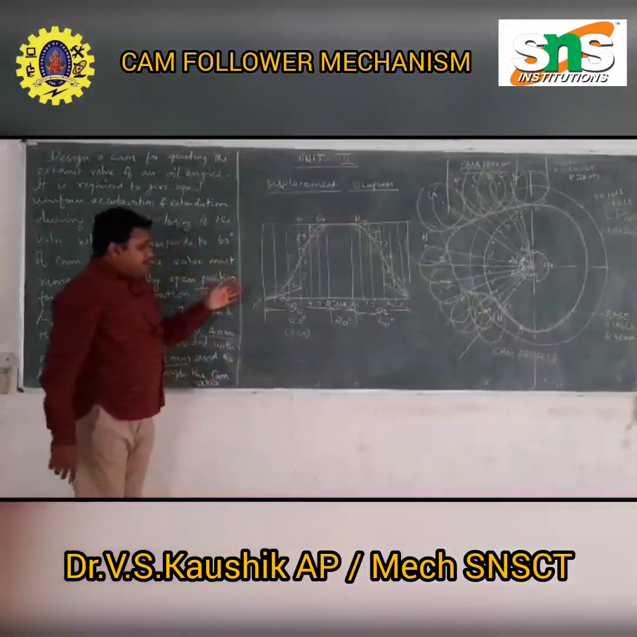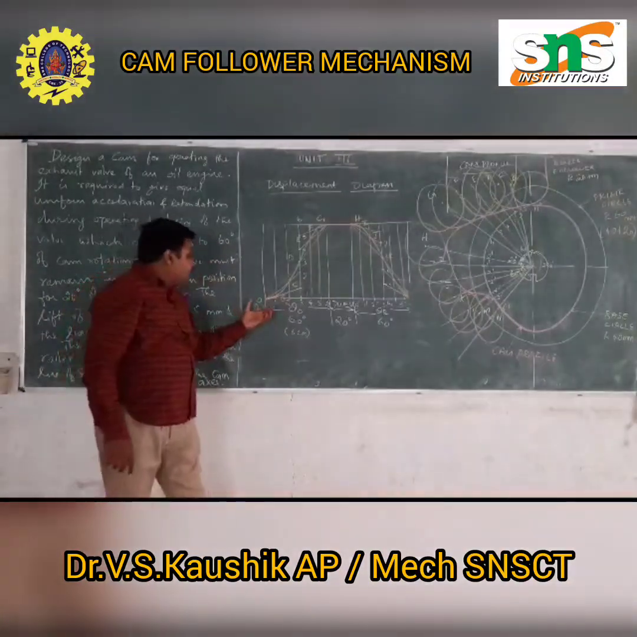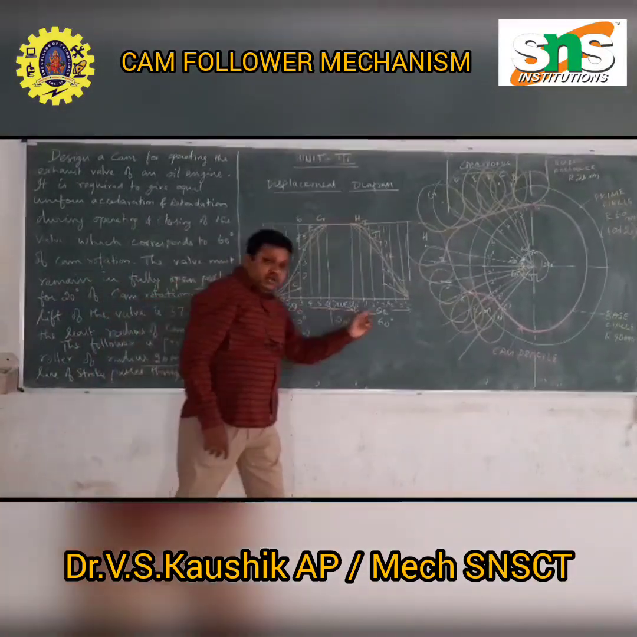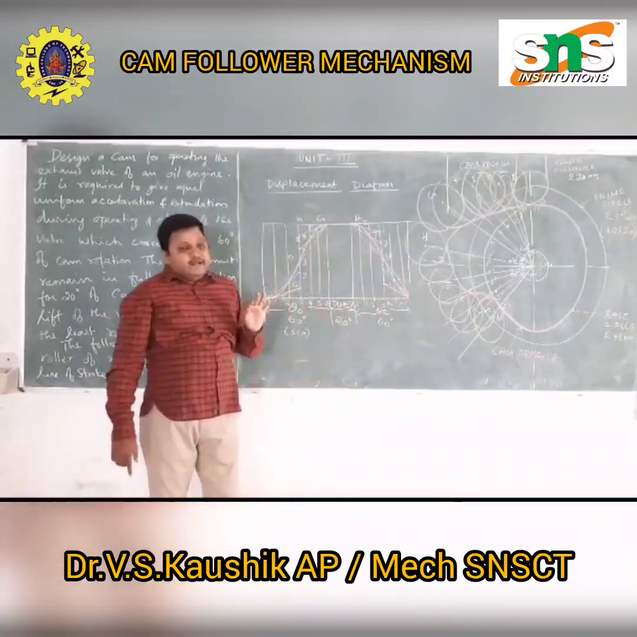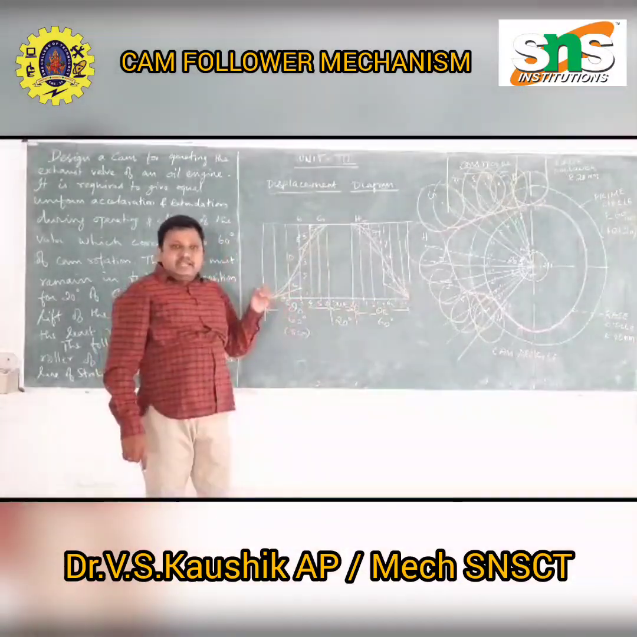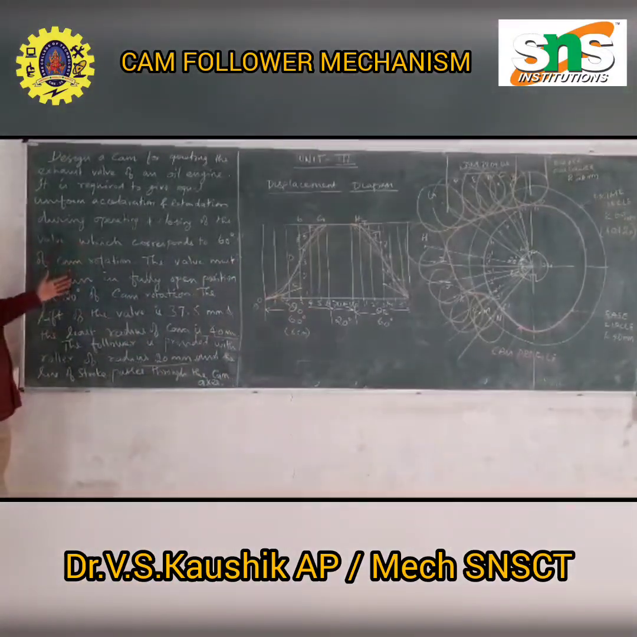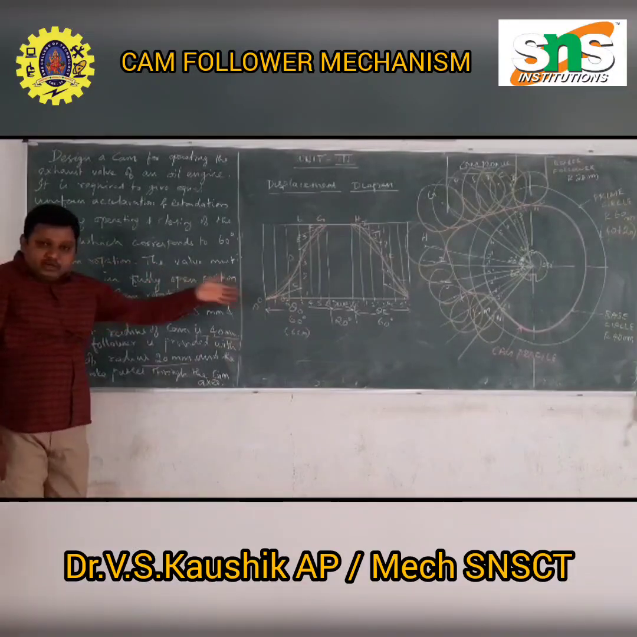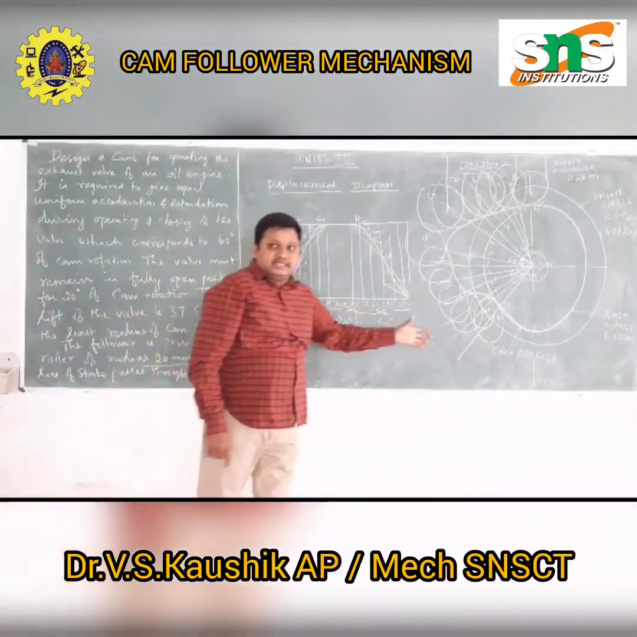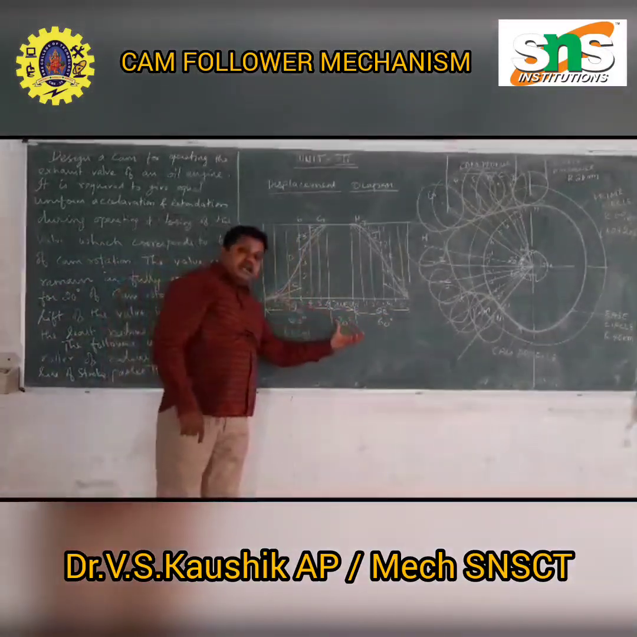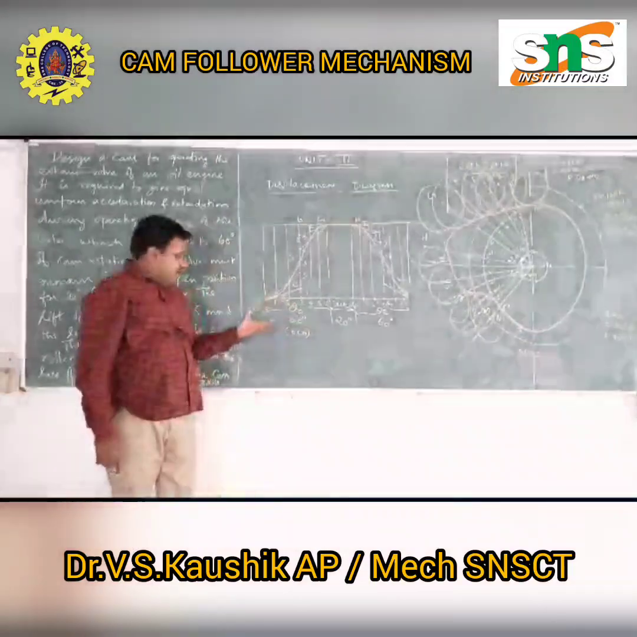Coming back to the displacement diagram, we should draw it. First we should draw a horizontal line up to 360 degrees. You can take any scale ratio. In this problem, first we should look into the problem. They said that the opening is 60 degrees and the closing is 60 degrees, and the remaining, the valve should be open for 20 degrees. That is the condition given in this problem.